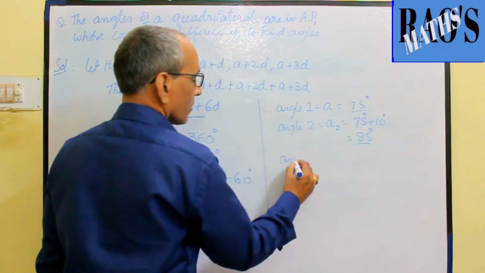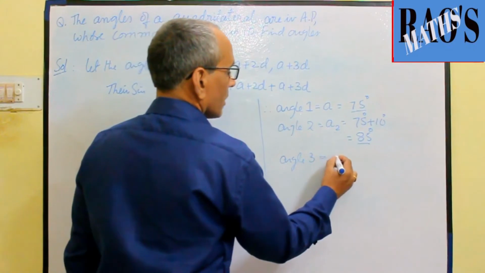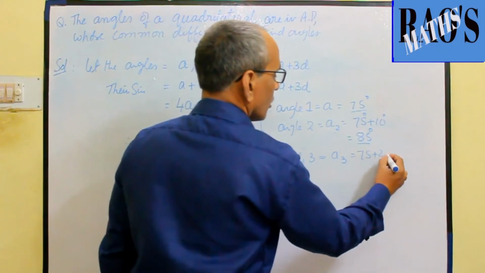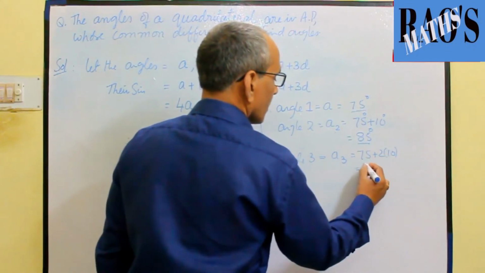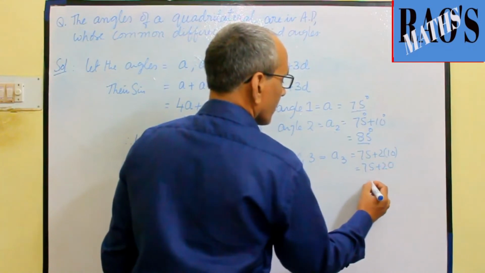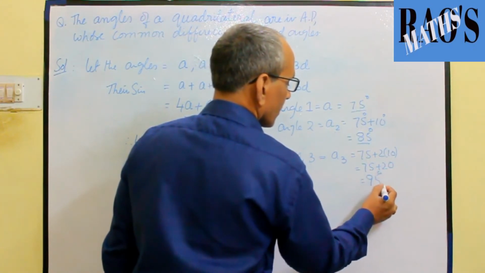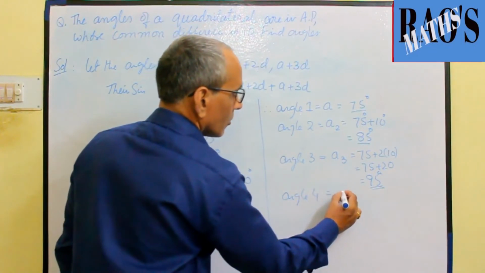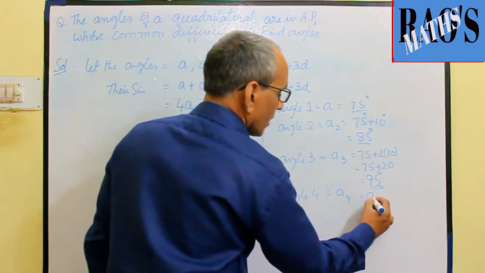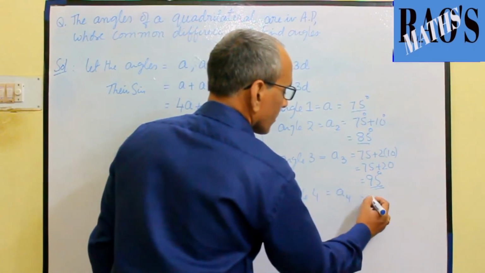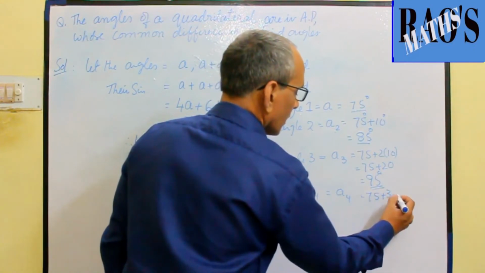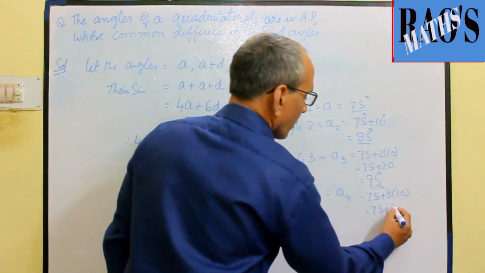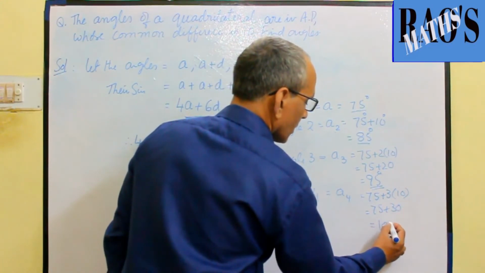Next, angle 3, which is A3, is equal to 75 plus 2D, which is 75 plus 20, that is 95 degrees. And the last angle, angle 4, that is term 4, which is A plus 3D, that is 75 plus 3 times 10. So 75 plus 30, which is 105 degrees.